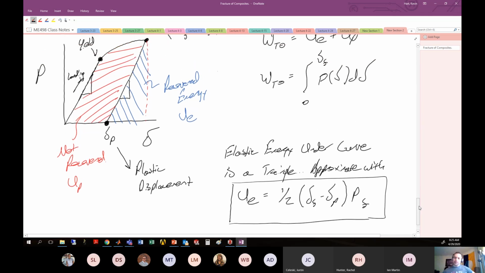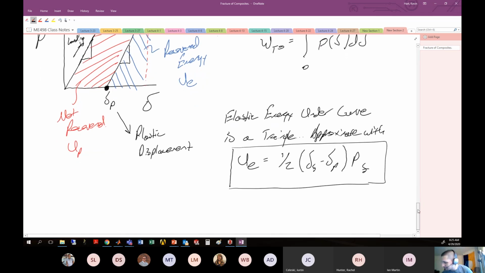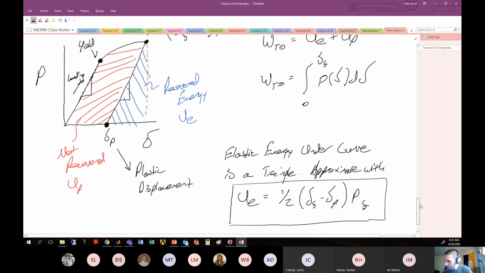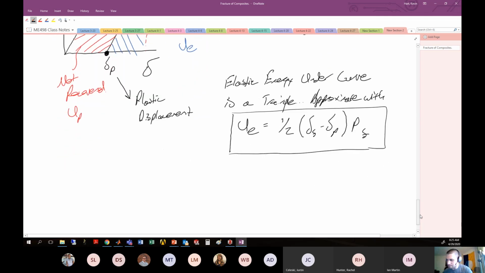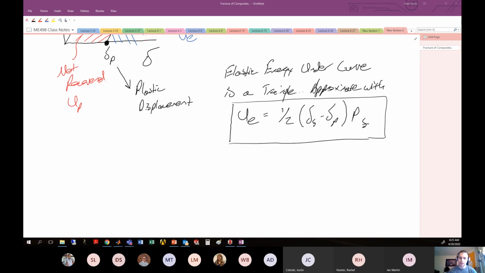Right. So if we do some experiment, we load some bar up, it goes plastic, then we unload it. If we know the maximum load, if we know the maximum displacement, and we know the plastic displacement, we can figure out what the elastic energy was inside of that sample. You just look at this load displacement curve and figure it out. So that means that the plastic energy is whatever work we put into that minus the elastic energy.